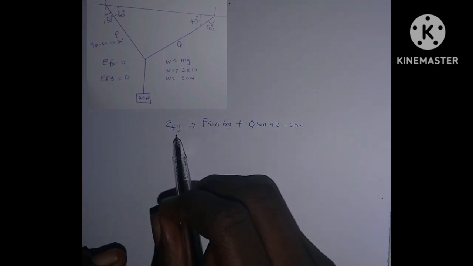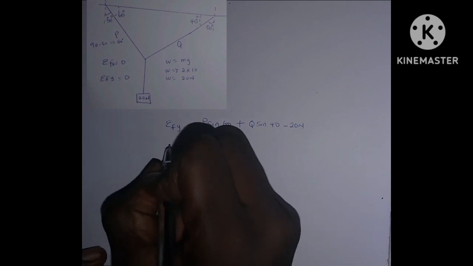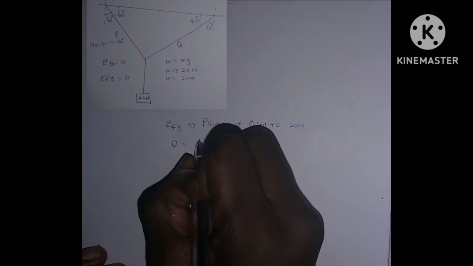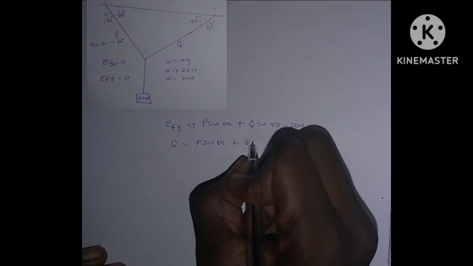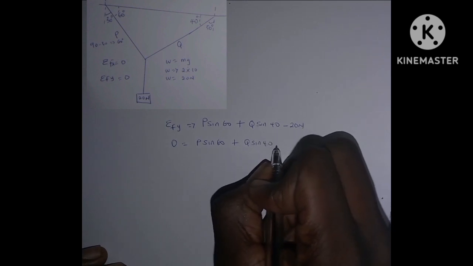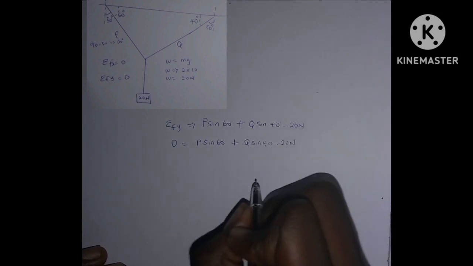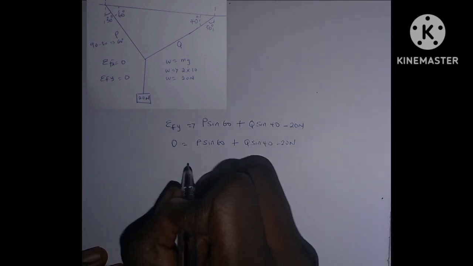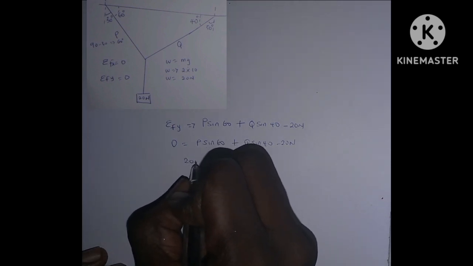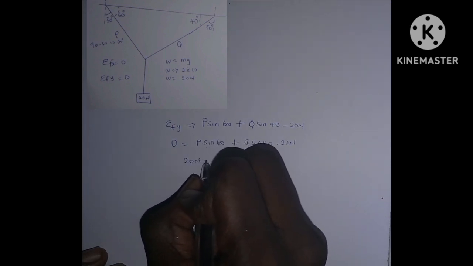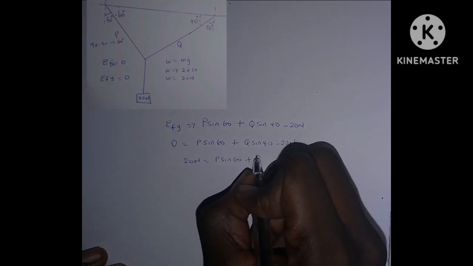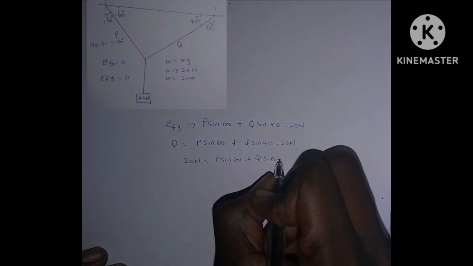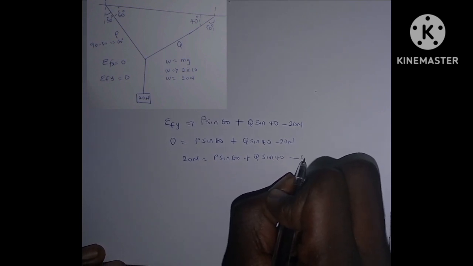Now we know the summation of all the net forces under equilibrium is 0. So summation Fy is 0, equals P sine 60 plus Q sine 40 minus 20 Newton. Now we can collect like terms. It becomes 20 Newton equals P sine 60 plus Q sine 40. We can call this our equation 1.